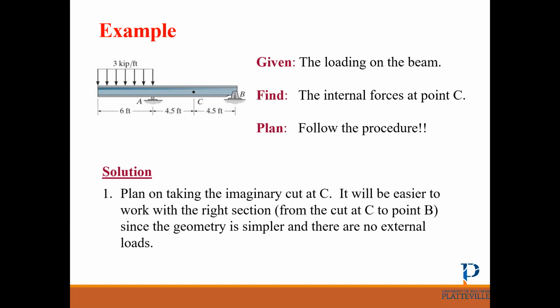What is the next step? Think about whether you want to work with the right section from the cut at C to point B, or work with the other side. So what's the next step? Find the reactions. We have two reactions at the hinge, By and Bx, and at the roller we only have one reaction.